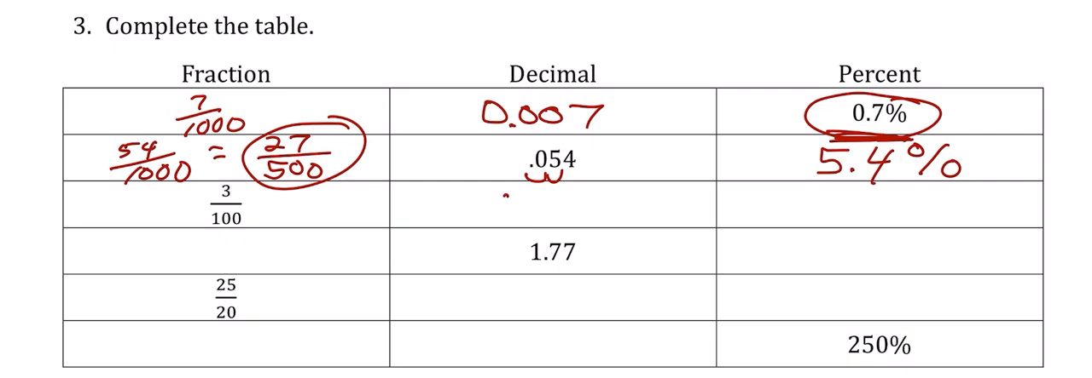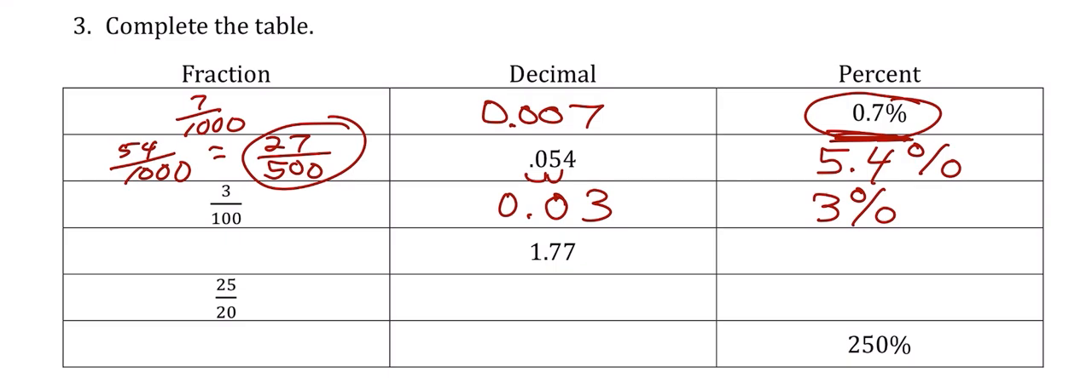All right, let's start with the 3 over 100, which means 0.03 is the same as 3/100ths. And so that, if you move the decimal 2 to the right to turn it into a percent, it's 3%. All right, let's look at the next one.